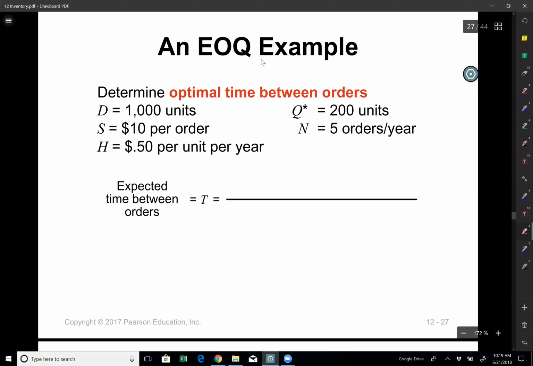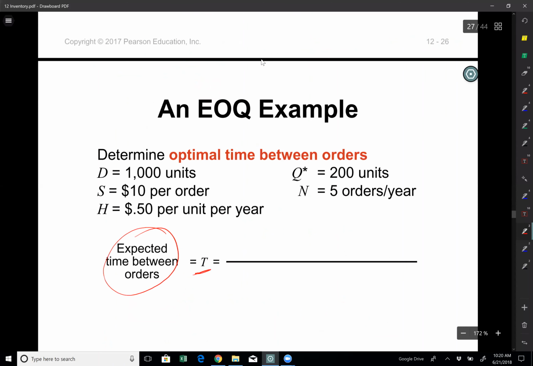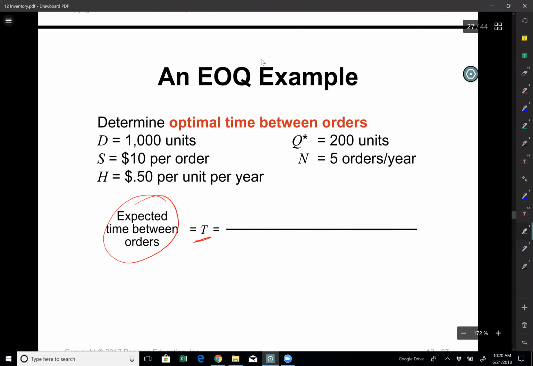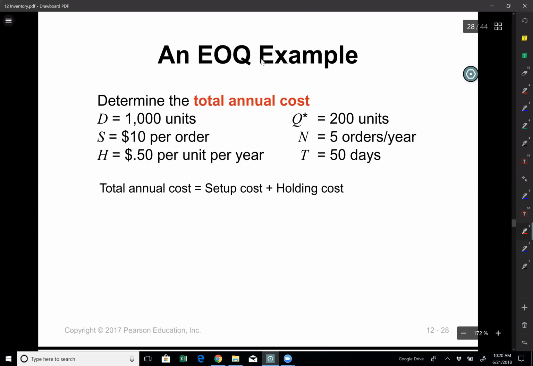Another question is, what's the expected time between orders, T? So I order 5 times per year, that's what we calculated here. Then we need to figure out the number of working days in a year. Let's say we work 250 days in a year, and I have 5 orders per year. 250 over 5 will give me 50 days. That means that every 50 working days, I need to order a new batch.